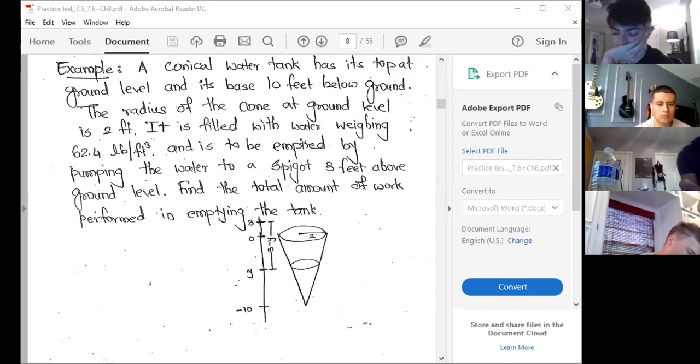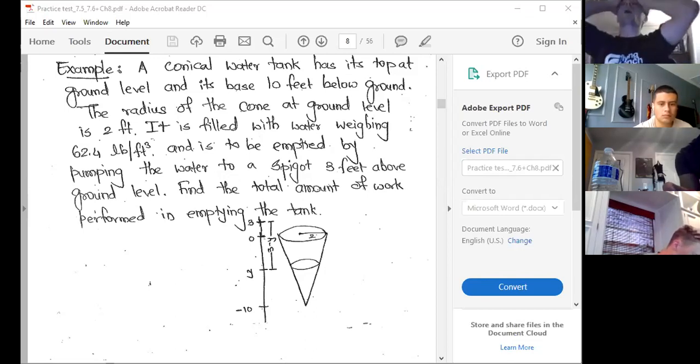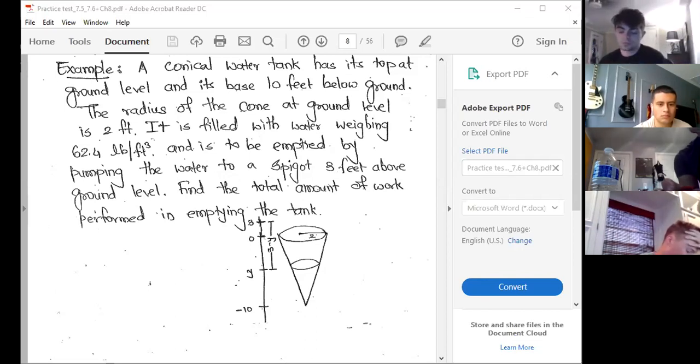It is filled with water weighing 62.4 pounds per cubic foot, and it is to be emptied by pumping the water to the spigot 3 feet above. This is my ground level, and I can see only the circular mouth of the cone on the ground. I have to take my spigot 3 feet above the ground level to pump the water out. So find the total amount of work performed in emptying the tank. Again, we are working in the vertical direction. Look over here: this is 2 feet, and the spigot is 3 feet high.